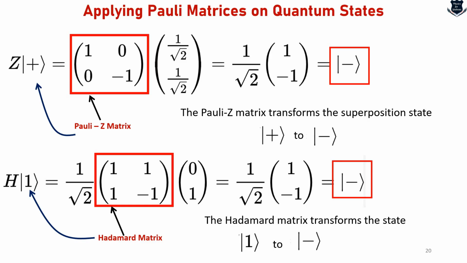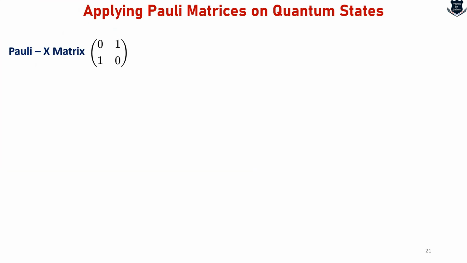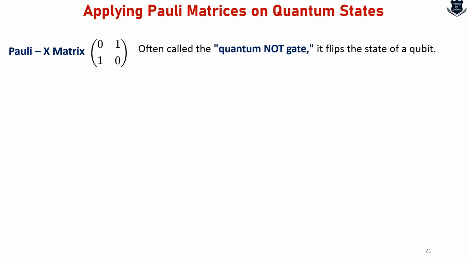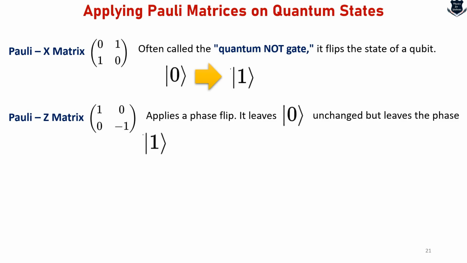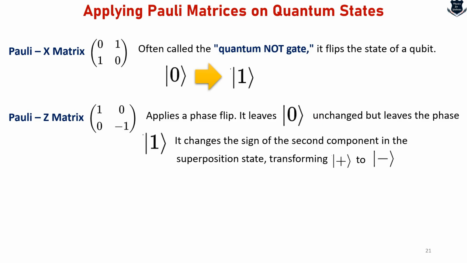So how do these things apply and how do these things change? From here what we can say is that if we apply the Pauli X matrix, which is often called the quantum NOT gate, it flips the state of the qubit. If the qubit is in 0, it will flip to 1 and so on. The Pauli Z matrix applies a phase flip. It leaves 0 unchanged but flips the phase of 1. That means it changes the sign of the second component in the superposition state, transforming plus into minus. So this is what the Pauli Z matrix does.